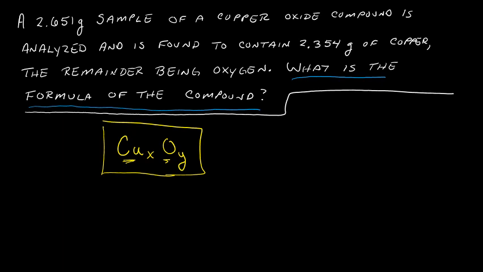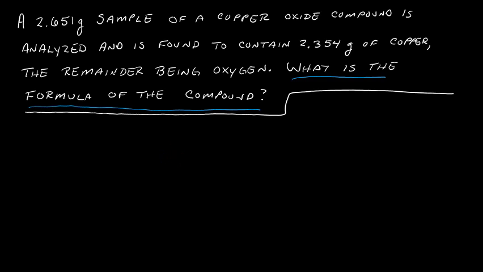So the first thing we can do is use the data that we've got to figure out how much oxygen we've got. The data told us explicitly that we had 2.354 grams of copper, but it didn't say how much oxygen we've got. We can get that by taking the total mass of the compound, and subtracting out the amount that's copper, and whatever's left has got to be oxygen. So let's go ahead and try that.